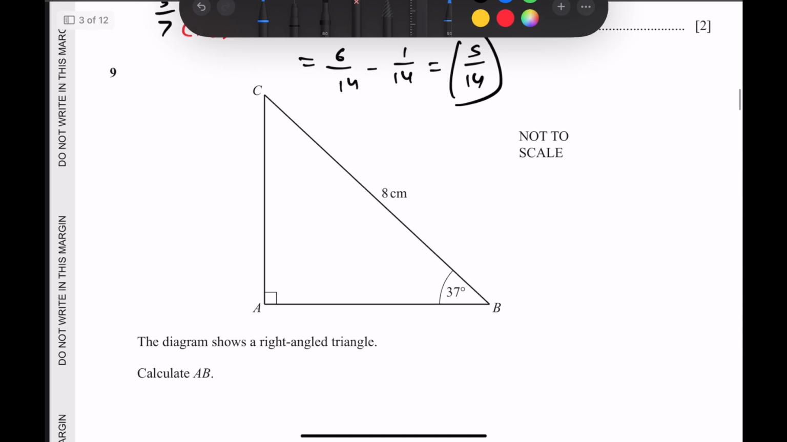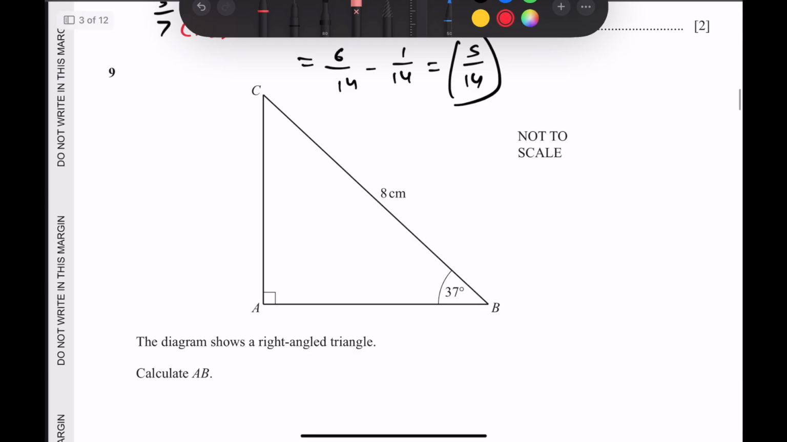Question 9 says that a diagram shows a right-angled triangle, and asks us to calculate AB. In this question, there's a hypotenuse, we have the opposite and we have the adjacent. The hypotenuse is the side opposite to the right angle and it's always the longest side of the right-angled triangle. The opposite is the side opposite to the angle being measured, in this case 37 degrees. And the adjacent is the non-hypotenuse side that's touching the angle, i.e. it forms the angle with the hypotenuse.